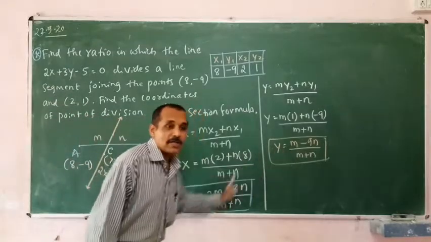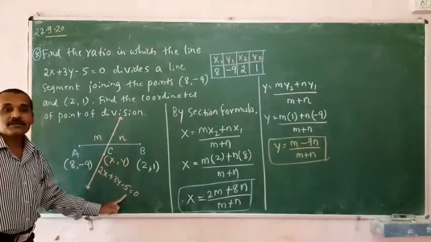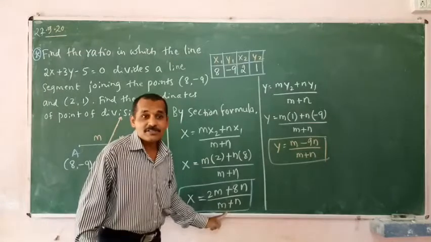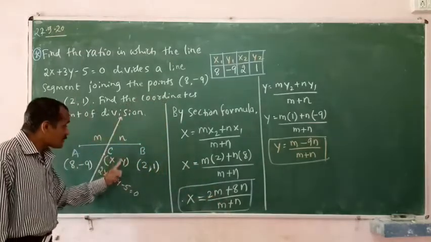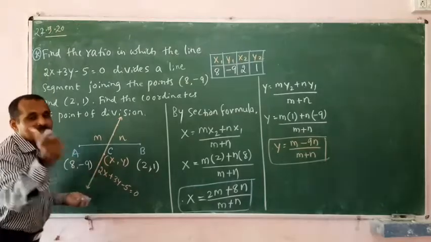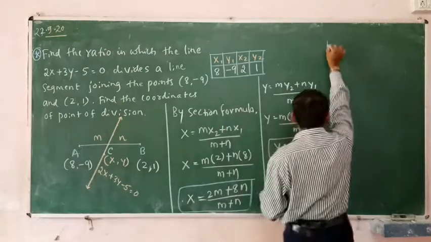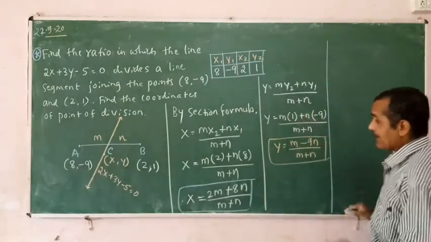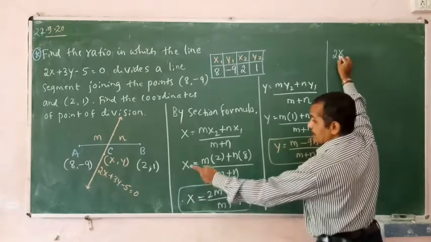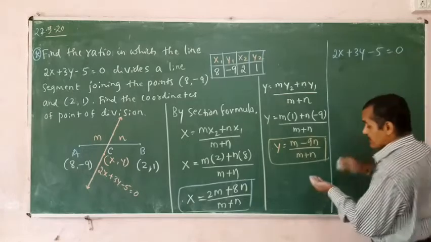This x and y values have to be substituted in this equation. Why? Because you know that these are the solutions of the equation. x, y is a solution of the equation. So these x and y values have to be substituted. This has to be known to you. Then only you are able to solve the problem. Now I will write 2x plus 3y minus 5 is equal to 0 is the equation.